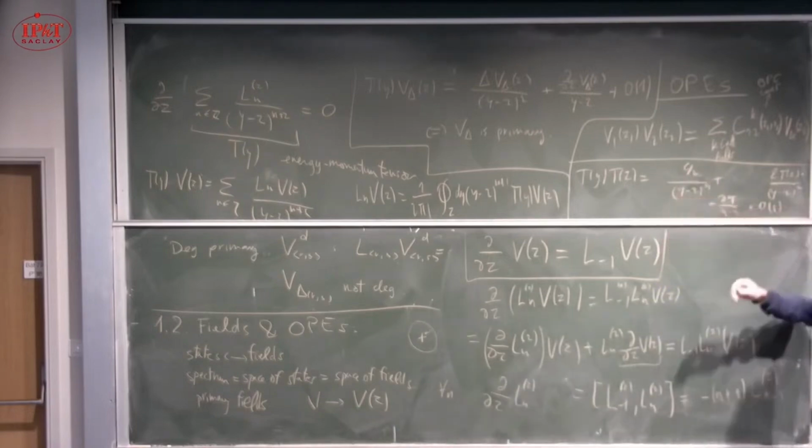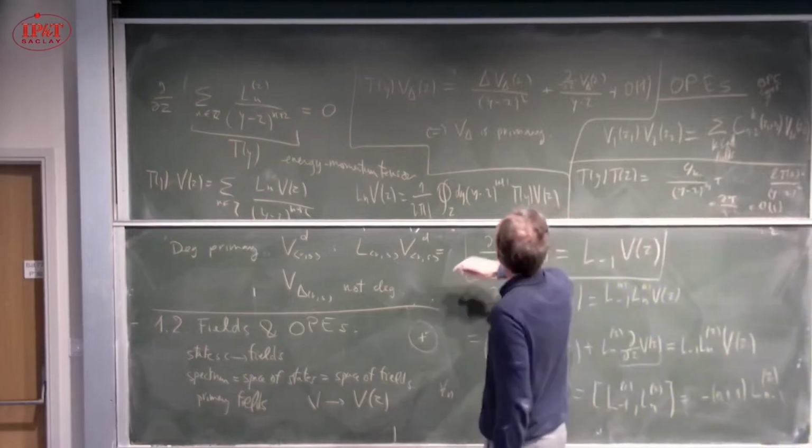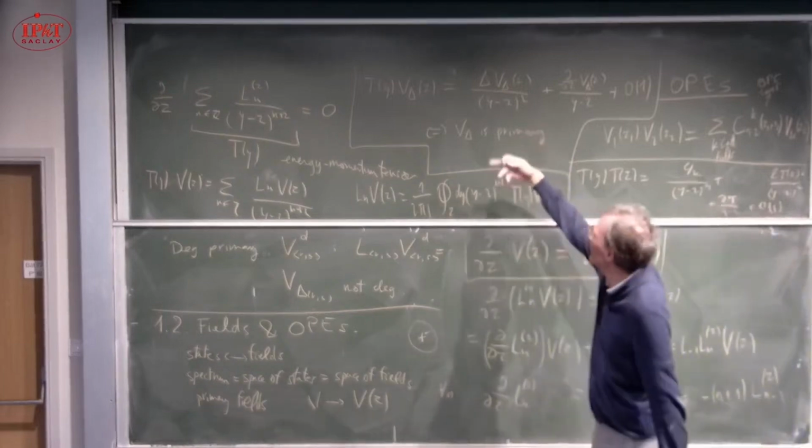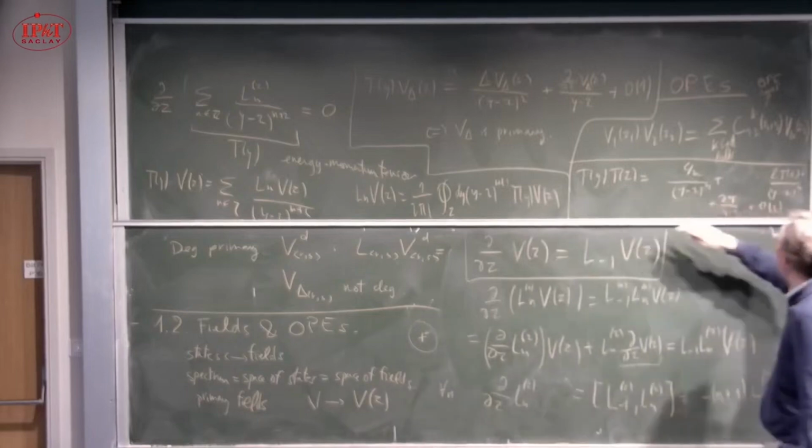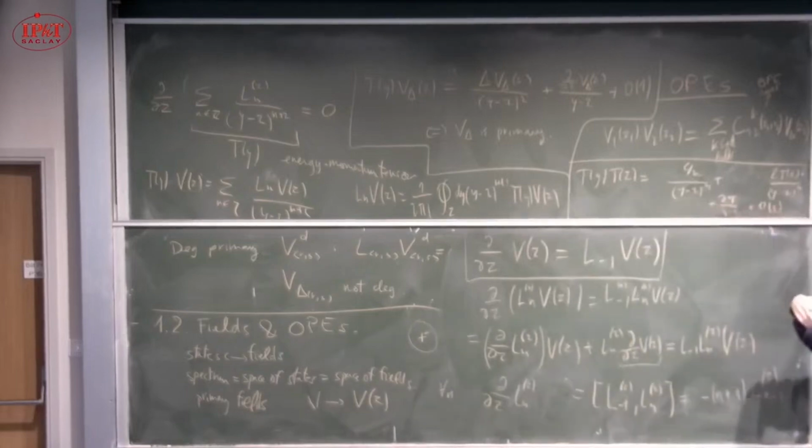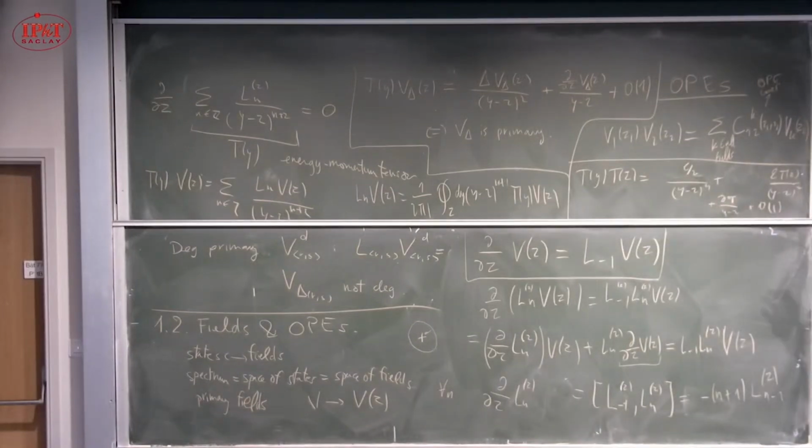And in the same way as the OPE of T with a primary field is equivalent to stating that this is a primary field, the OPE of T with itself is equivalent to the commutation relations of the Virasoro algebra. So that's a nice exercise, but again, it illustrates the point that once you have T, you don't need the Virasoro algebra anymore.